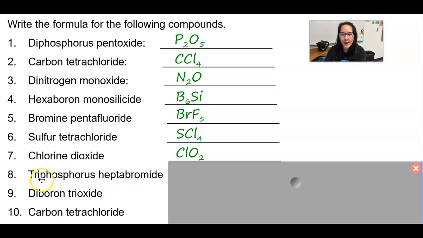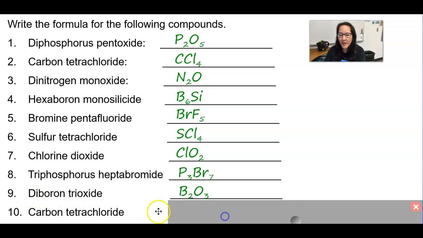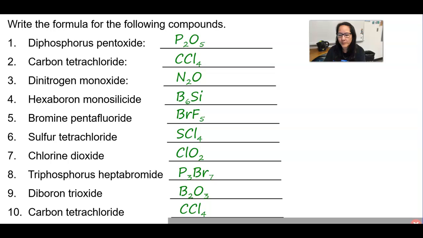Triphosphorus heptabromide, so phosphorus subscript of 3, bromide subscript of 7, so P3Br7. Diboron trioxide is going to be B subscript 2, O subscript 3. And then carbon tetrachloride, that's 1 carbon, and then chloride with a subscript of 4. So be sure to memorize your 10 prefixes: mono, di, tri, tetra, penta, hexa, hepta, octa, nona, deca. Now it's time to do some practice on Canvas.